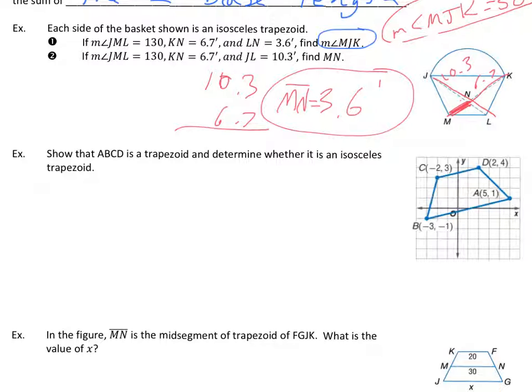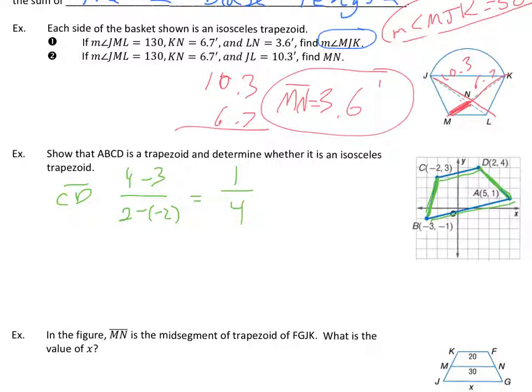All right, now this question: show that ABCD is a trapezoid and determine whether it is an isosceles trapezoid. I would determine that it's a trapezoid by seeing if it has one pair of parallel sides. We know that BC and DA are not going to be parallel, right? Because their slopes are different. One has a positive slope, the other has a negative slope. So let's check on CD and AB. If we're looking at the slope of CD, we're going to subtract the y, so 4 minus 3 over 2 minus negative 2, which gives us 1 over 4.